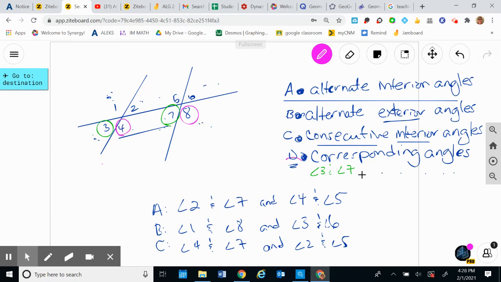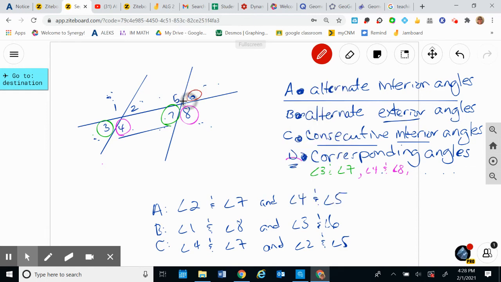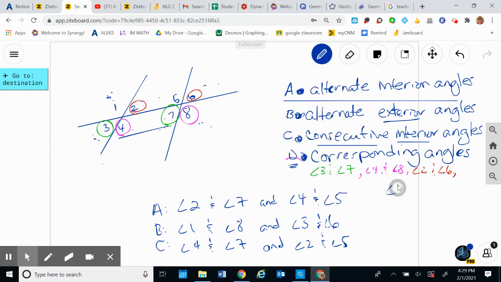Okay. Angle 4 and angle 8. Okay, different color. Then what is corresponding to 6? That would be 2. See, they're both underneath the line and to the right of the transversal. So angle 2 and angle 6. And then lastly is going to be 1 and 5. Angle 1 and angle 5.